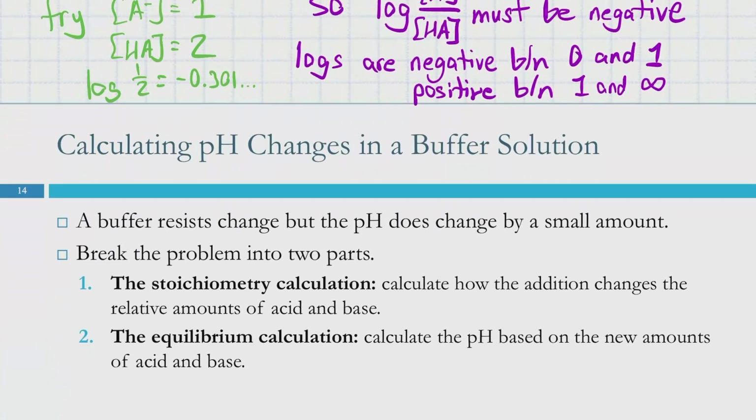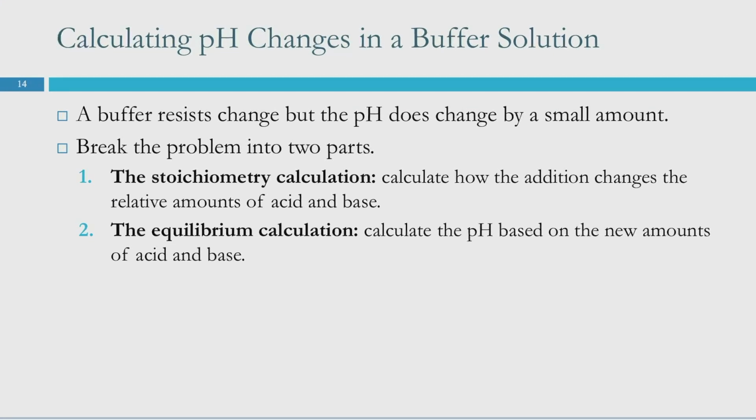We can also calculate pH changes in buffer solutions, building on previous concepts. Remember that a buffer resists change, and though it does resist change, the pH still changes by a little bit. That's the beauty of a buffer system. If we weren't buffered, then we would get a much larger change.